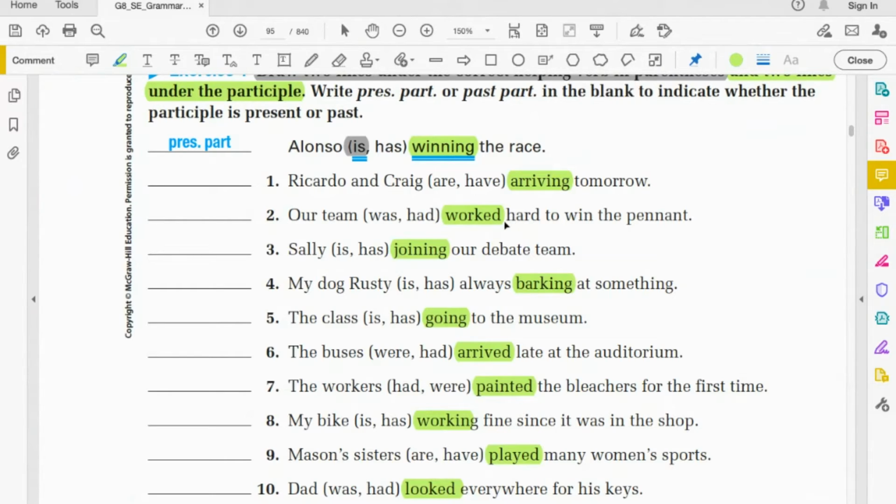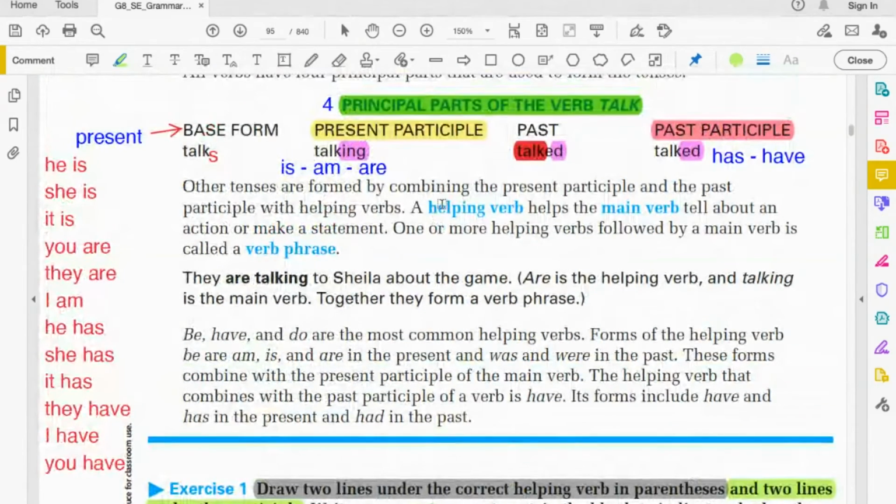ing or ed? How do I know it's not a present or a past? How do I know it's not the base form or the past? And some of you might be remembering, I heard this last year. And the difference is that in order to be a participle form, it must contain a helping verb. So it's not just talked, it's going to be has or have talked. That's what makes it a participle. And we see each one of these has a word in parentheses that comes before it.